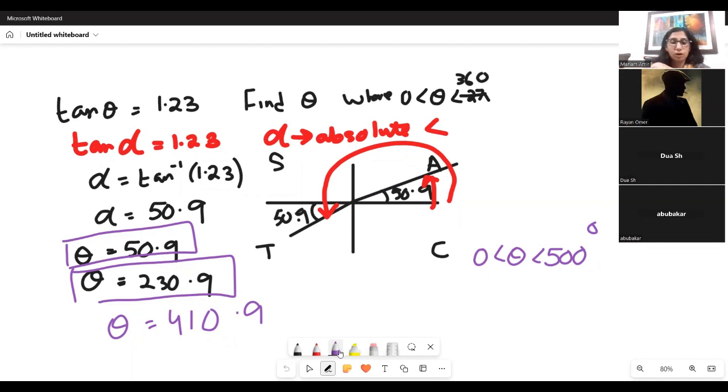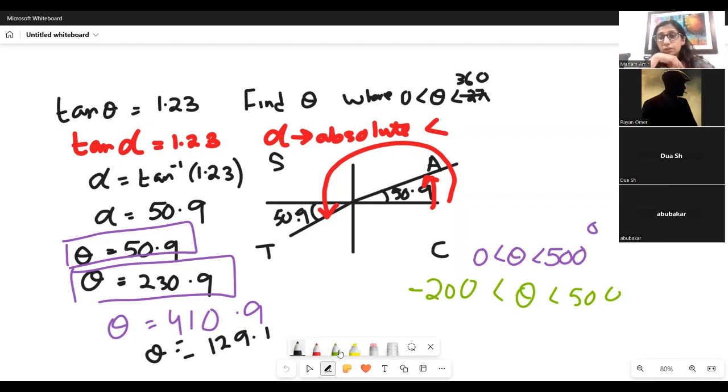Yes, miss. Achha. I'm going to change the domain again now, and now it is 500 till, let's say, minus 200. So now what do we have to include here? The negative side. So instead of adding 180, you also need to check backwards. So 50.9 minus 180, that is minus 129.1. So that's another solution now in the new domain. But if you subtract another 180 from minus 129.1, it goes beyond minus 200, which is not part of our solution.